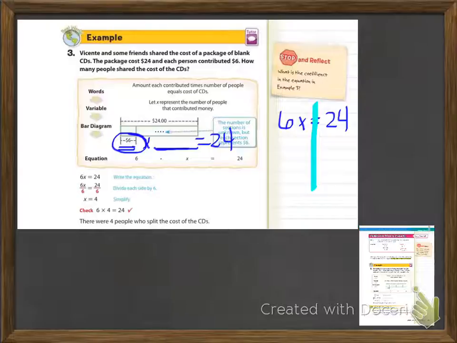Locate the variable so it's on the left side here with the 6. So therefore, since 6 is hanging out with the x, we're going to get rid of the 6. Divide both sides by 6. You get x equals, and then 24 divided by 6 is 4.